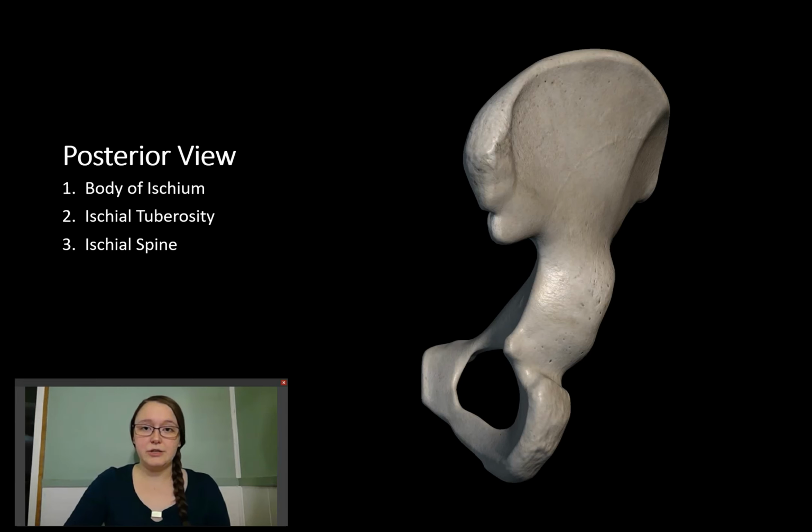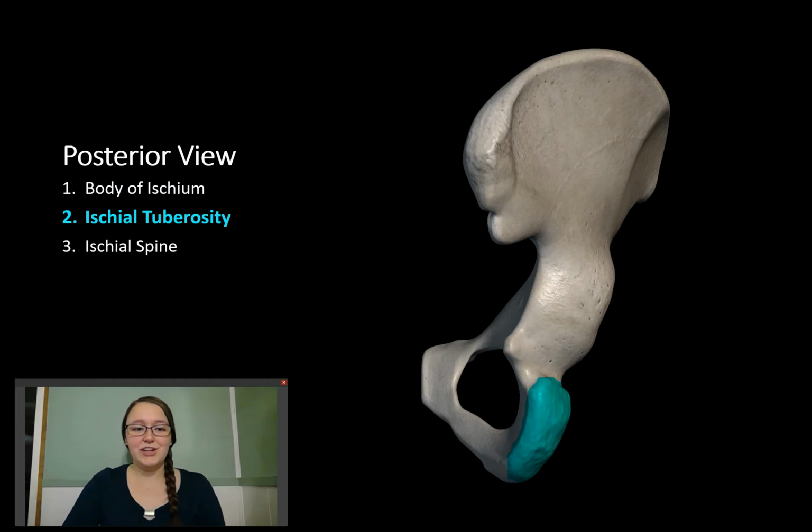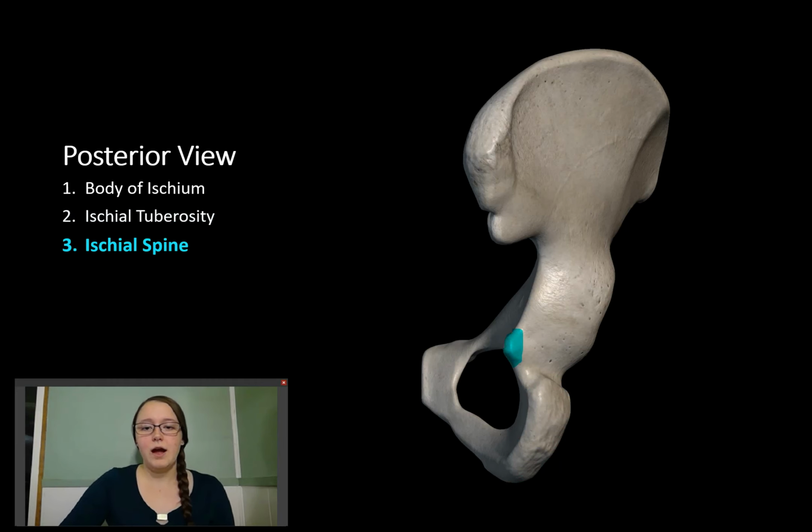This is a posterior view of the right coxal bone, and this part right down here is known as the body of ischium because it is a part of the ischium. And then that gives way to the ischial tuberosity. And remember that tuberosity means a rounded prominence. And this one in particular may have some texture to it. Above that is a protrusion known as the ischial spine.